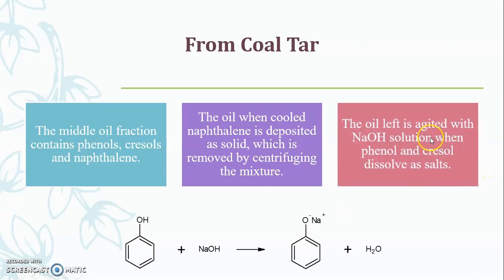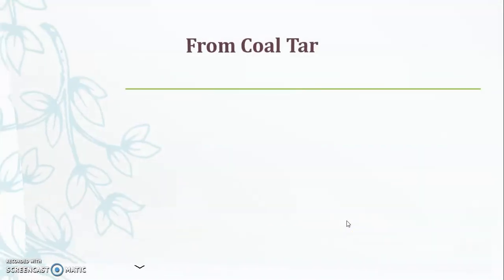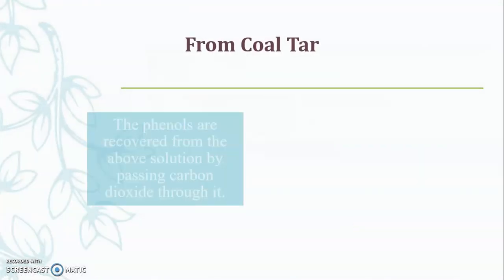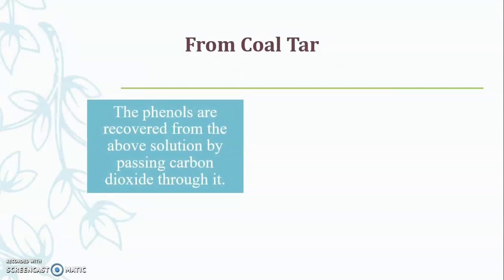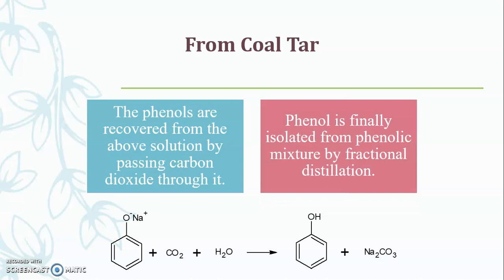Now the oil that is left is agitated with sodium hydroxide solution, when phenol and cresol are both dissolved as salts, because we know phenol is an acidic compound which on treatment with NaOH is converted into sodium phenoxide. Sodium phenoxide is a salt, and salts are easily dissolved. Once these salts are dissolved, the phenols are recovered from the solution by passing carbon dioxide through it, and phenol is finally isolated from the phenolic mixture by distillation.